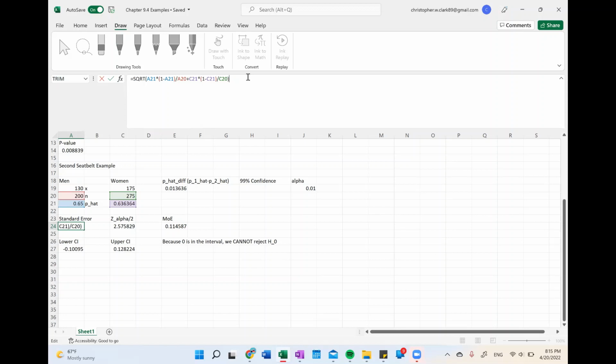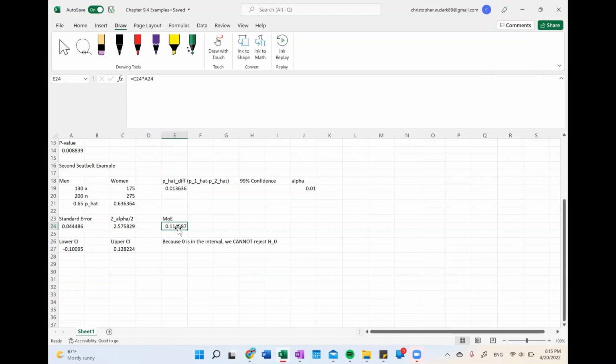You can see where it's blinking right here. This is one edge of the parentheses, and then this is the other edge of the parentheses. So it's all under the square root. When you do that, you get 0.044, all that good stuff.